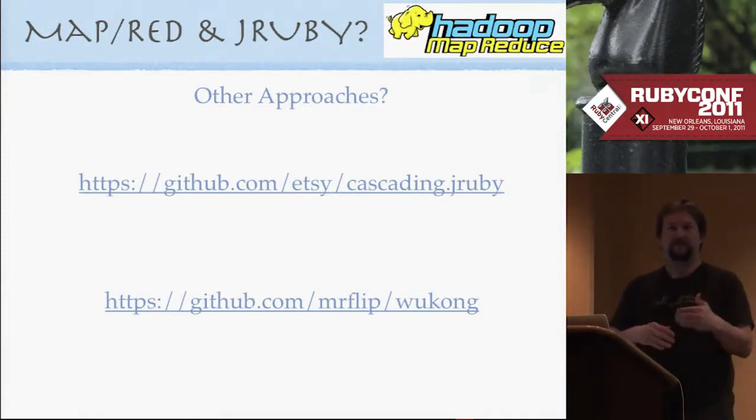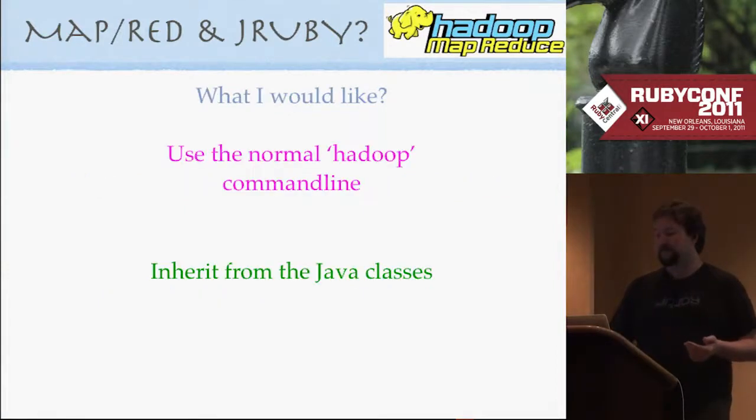There is a performance hit on this, from what I understand. And Mr. Flip, who's part of InfoChimps, has a project called Wukong, which helps encapsulate all the streaming inputs and outputs and putting all this other stuff together. So these are some other approaches, and then we have these 3 other gems, which are starting to do a little bit on the front, but actually I want something a little bit different.